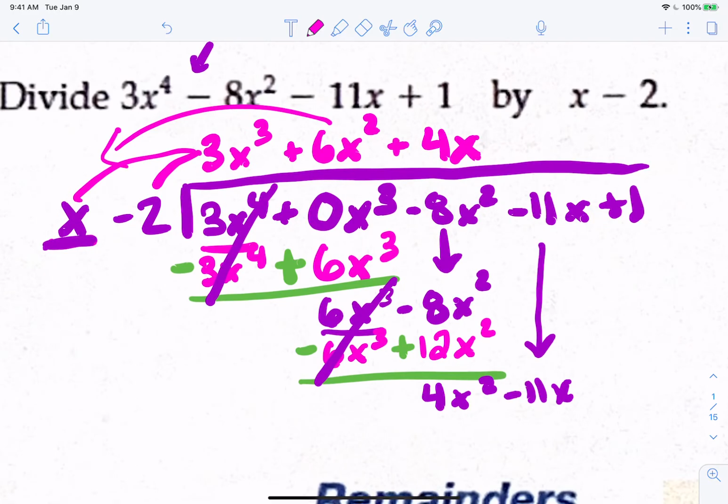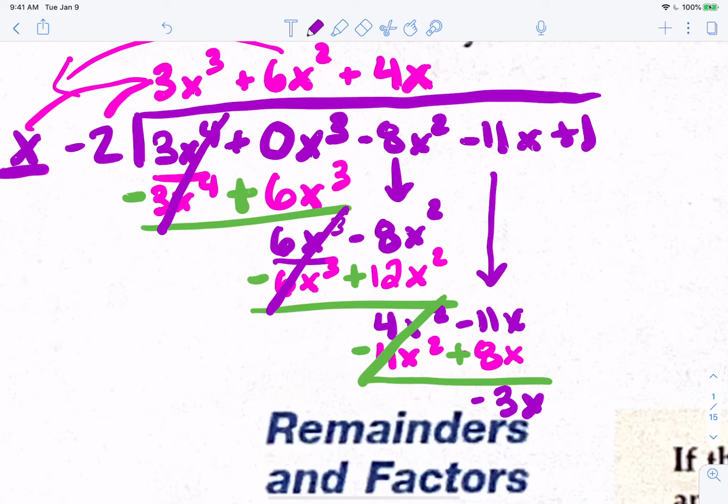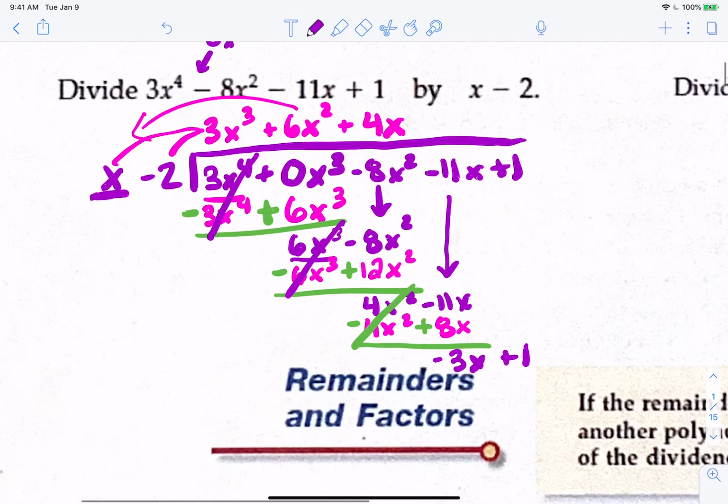Now, what is 4x times x? 4x squared. Okay, what's 4x times negative 2? Negative 8x. And then I flip the sign. Minus, plus. Okay? The x squareds are going to cancel off. So, negative 3x plus 1. We're getting close. You have to have a lot of room, which we don't have a lot of, so you have to kind of write small. Okay? Now we're ready to go again.